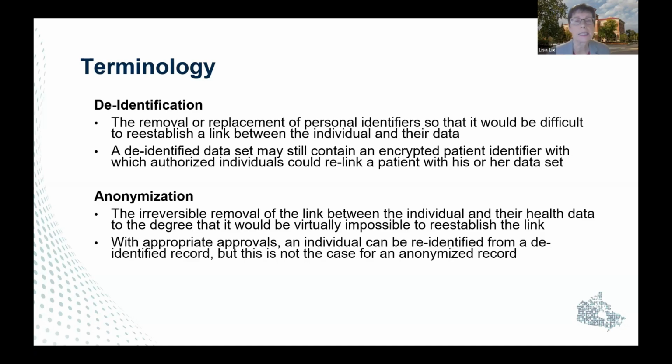But in the de-identified data, we might still have an encrypted patient identifier in the administrative health data sets in many of the provinces that we're thinking about, so that we could relink a patient with his or her data set. And that's different from the anonymization process, where anonymization is all about the removal of the link between the individual and their health data so that it would be impossible to reestablish that link. But if we had appropriate approvals, we could actually re-identify from a de-identified record, but that's not the case if we're actually going to anonymize that record.